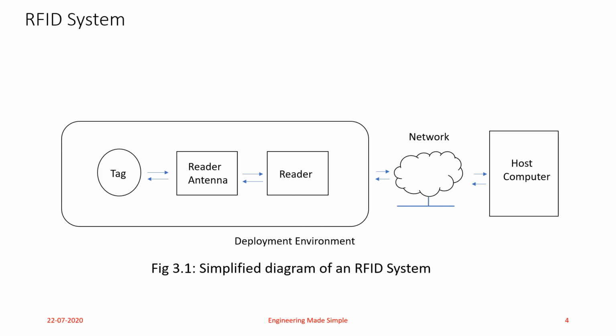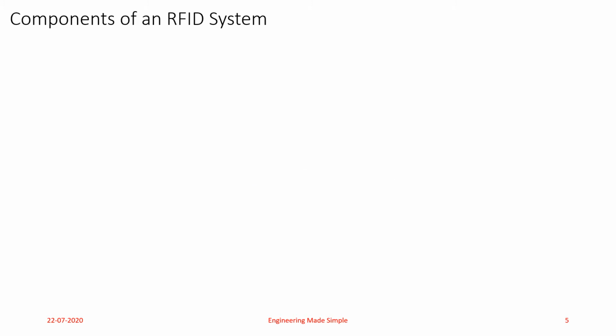Now, as you have studied the RFID system in detail, let us understand the individual components of an RFID system in brief. Now, let us study the various components of an RFID system. So, the first component for our study is the RFID tag.